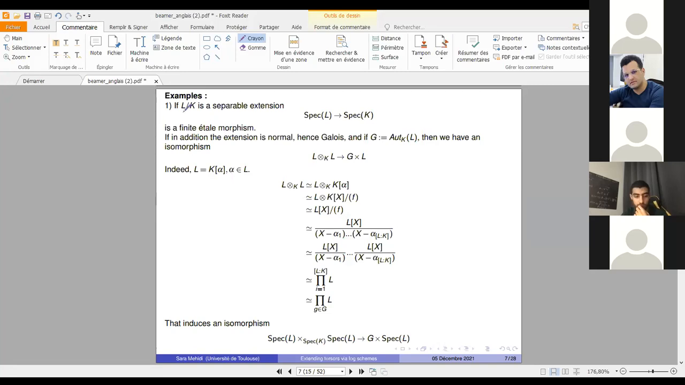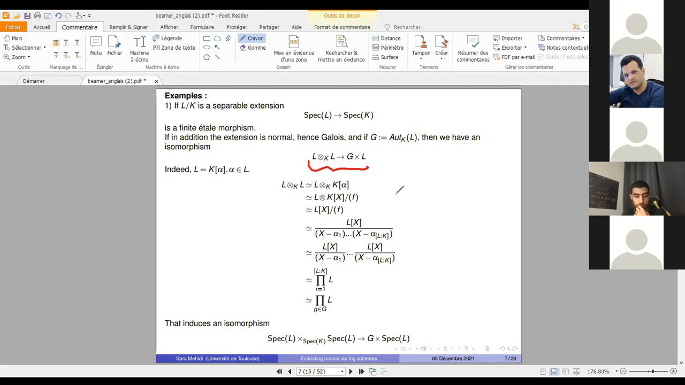If I consider L over K to be a finite separable extension of fields, then this morphism is a finite étale morphism because L over K is separable. And if in addition I suppose that this extension is normal, so this is a Galois extension, and if I write G for the Galois group, which is the automorphisms of L that are the identity over K, then we get this isomorphism, which is defined by the action of G over L.